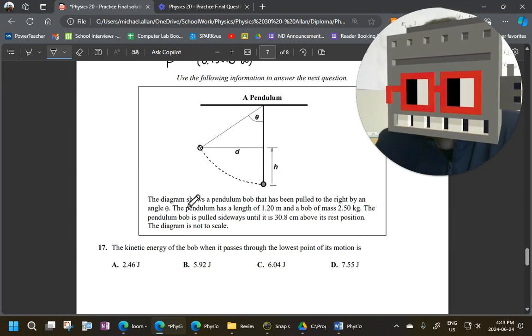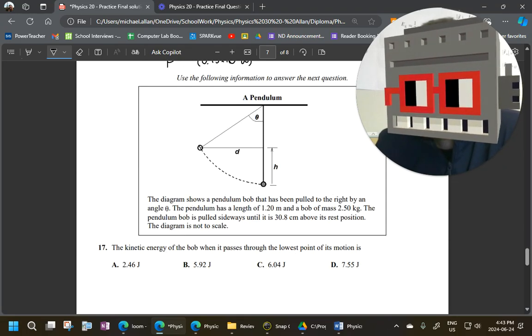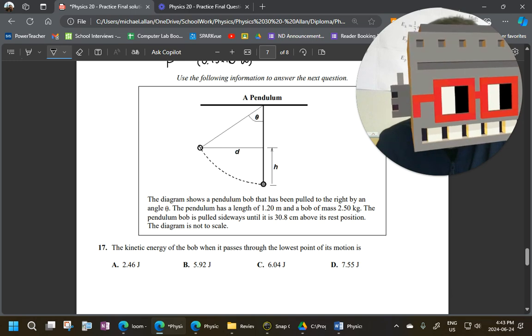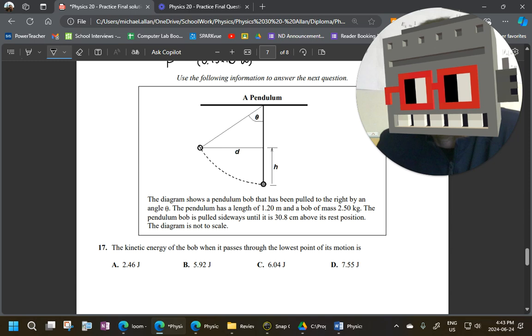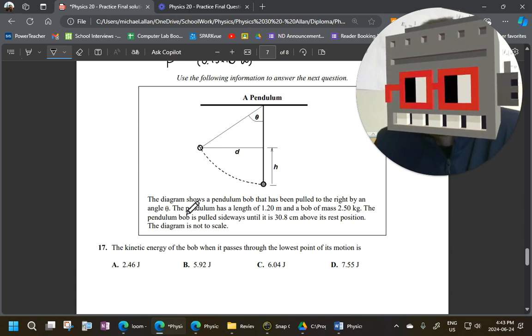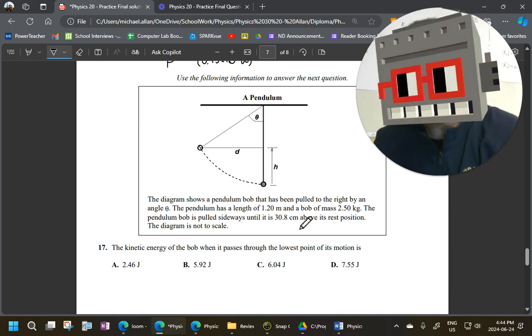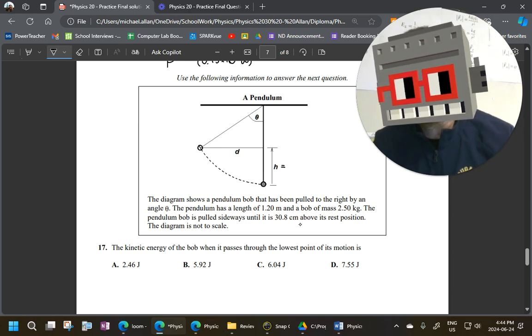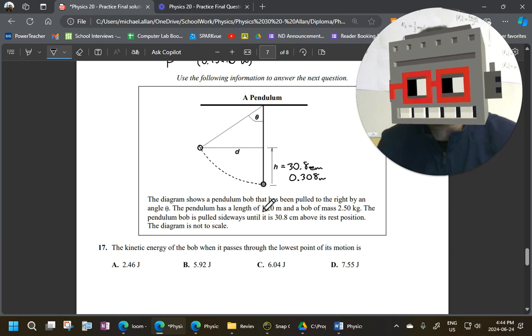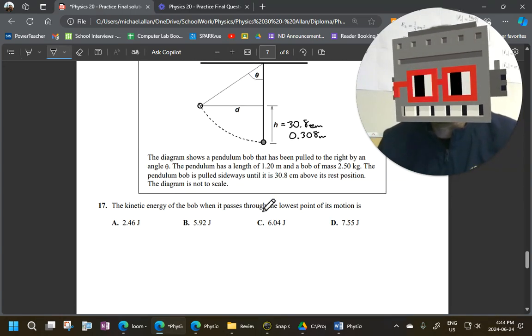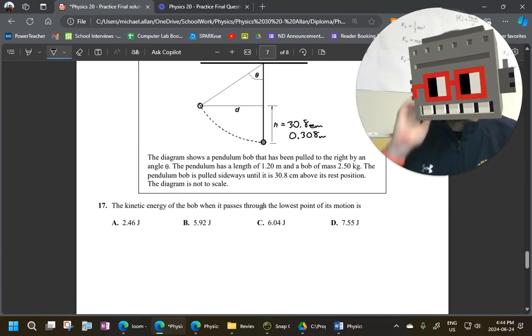A pendulum bob here is pulled sideways. Its length is that, blah, blah, blah. So I'm going to solve this question. What's the kinetic energy as it passes through the lowest point? So it has a length of this. It's pulled sideways until it's 30.8 centimeters above the ground. I'm just going to change that to meters. So that's its height, when it gets to the top there and then is let go, above its rest.